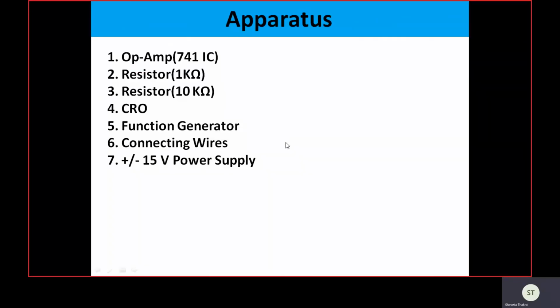And if we perform this experiment physically in the lab, we are going to perform it on the breadboard, making the connections there. We need an operational amplifier, that is the 741 IC. We need two resistors, one acting as R1, the input resistance, and the other acting as RF, the feedback resistance. We need a CRO to observe the input and the output waveform. We need the function generator to provide the input signal, connecting wires to make all the connections, and the dual power supply rail with plus minus 15 volt. And obviously we need a breadboard for making all the connections.